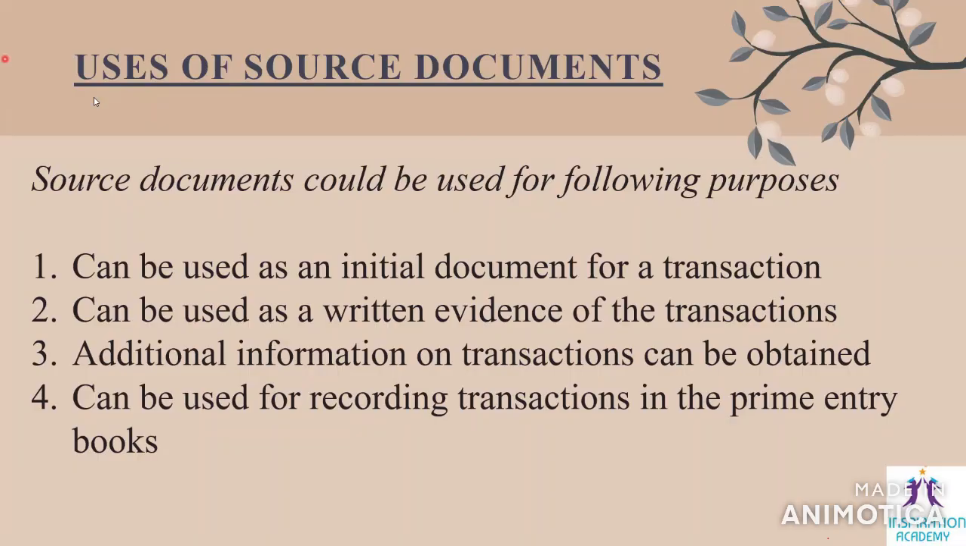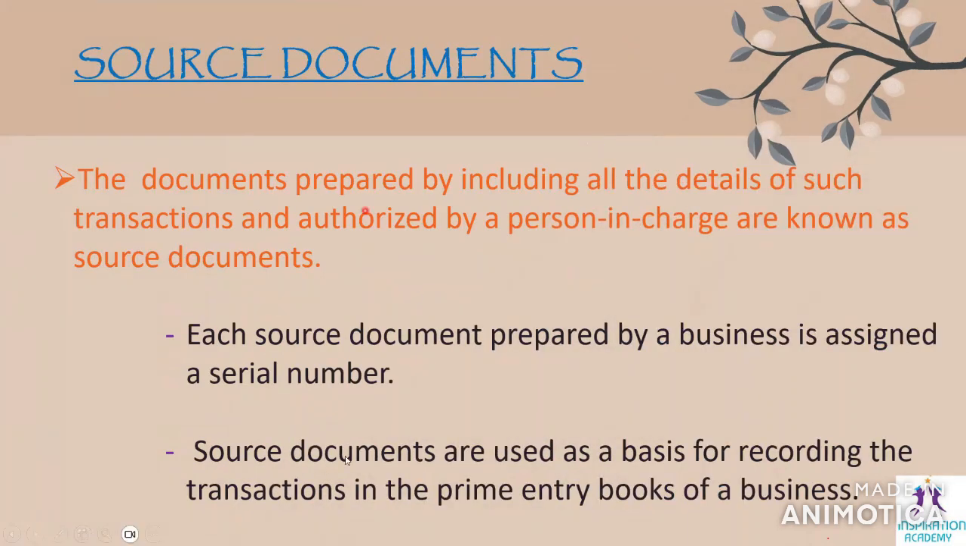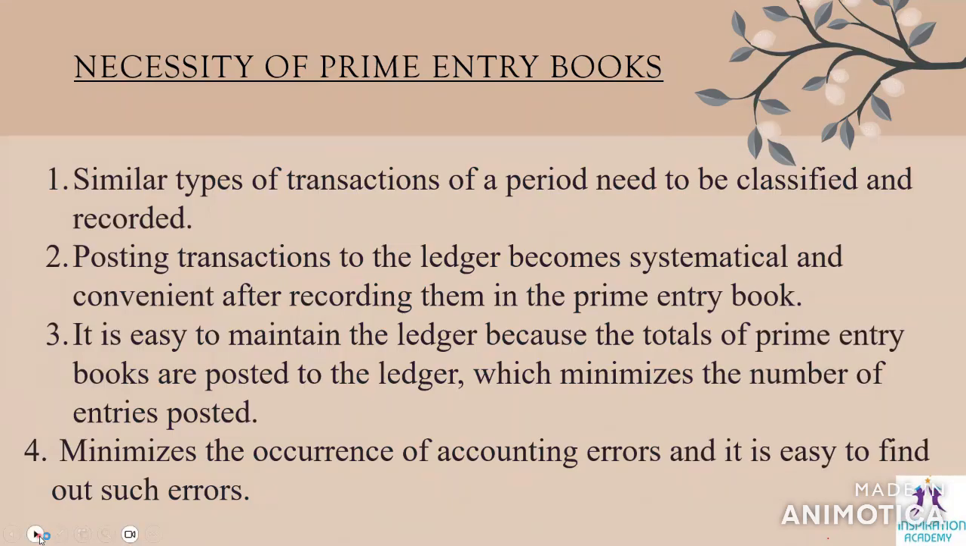Source document uses. When we talk about source documents, they can be used as the initial document for a transaction, and we can use them as written evidence for the transaction. Also, additional information like the amounts, the totals, the quantities, we can get to know when we refer to the source document. And they can be used for recording transactions in the prime entry books. You better remember two from the necessities and two from the uses of source documents, and also what is included in the source documents.